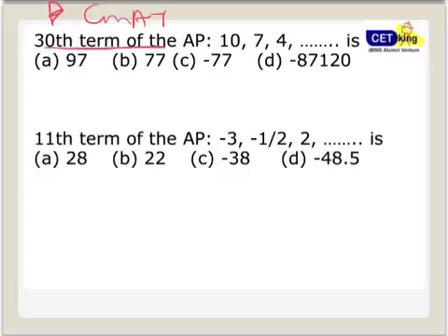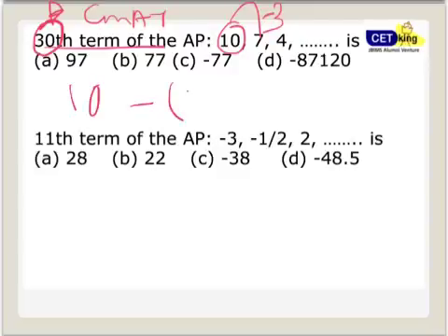We need to know the first term, the common difference, and the n. I know n, yes. I know the first term, I know the common difference, yes, I can solve. So all you have to do is put in the formula and solve it. The gap is minus 3, that is, it's reducing.